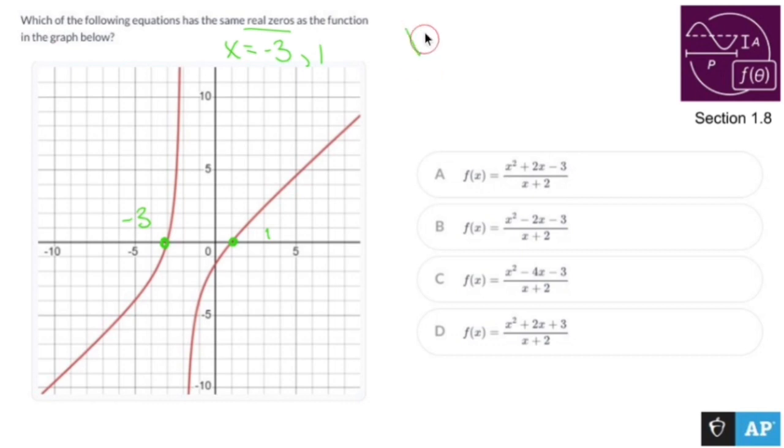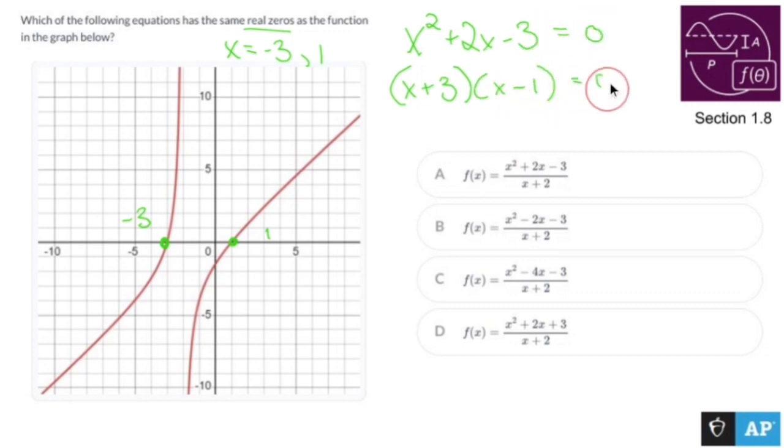So for A, we could test out x squared plus 2x minus 3. That factors out to x plus 3, x minus 1. And if our job is to find the zeros, we set it equal to 0. You would get negative 3. You would get positive 1. You're my guy. Now, if you wanted to test out the others, be my guest. But you don't have to because we already came across our answer pretty quickly.